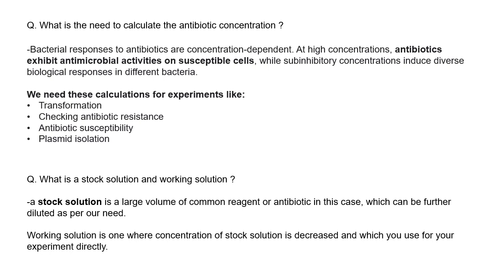Because bacteria respond differently to different concentrations of antibiotic, right? So bacterial responses to antibiotics are concentration dependent. Okay, concentration dependent, and that's the reason we need to calculate the concentration of antibiotic. So at high concentrations, antibiotics exhibit antimicrobial activities on susceptible cells, while sub-inhibitory concentrations induce diverse biological responses. Okay, meaning you can see different responses in different bacteria.